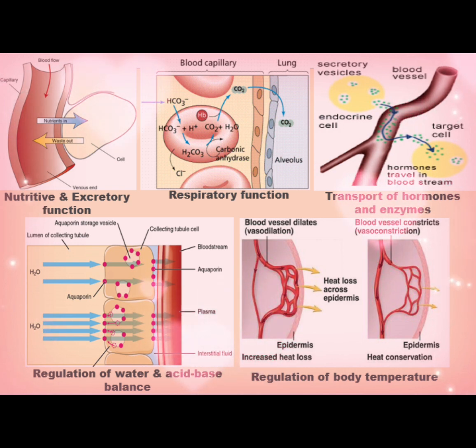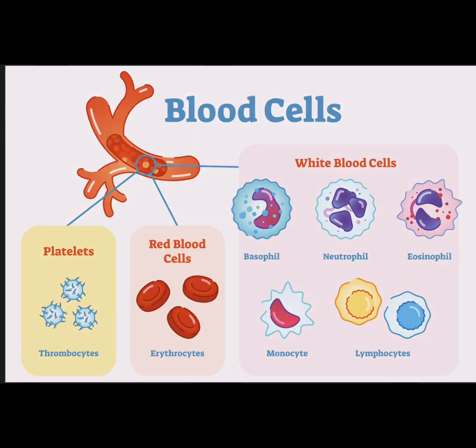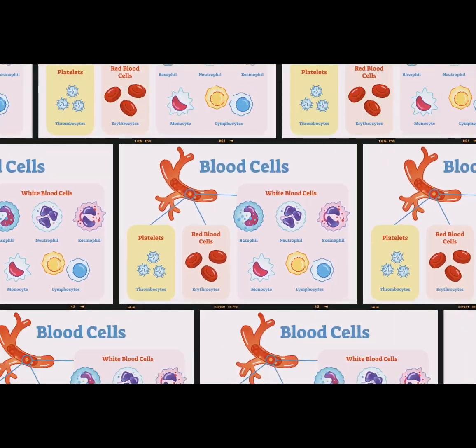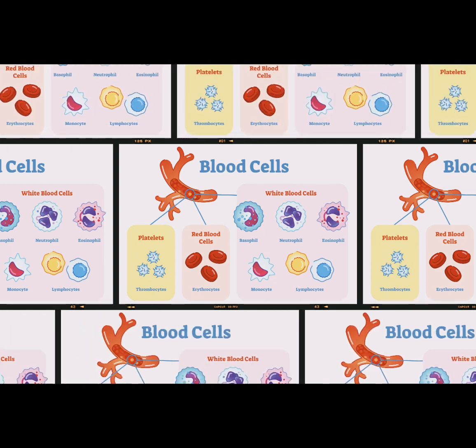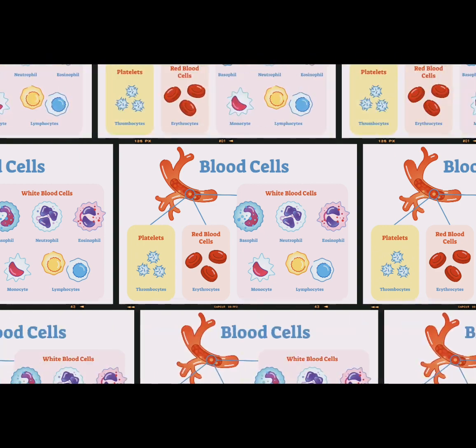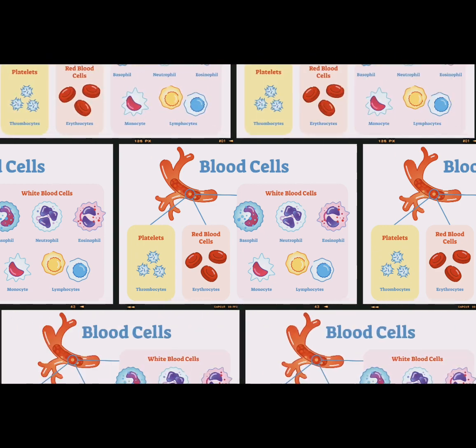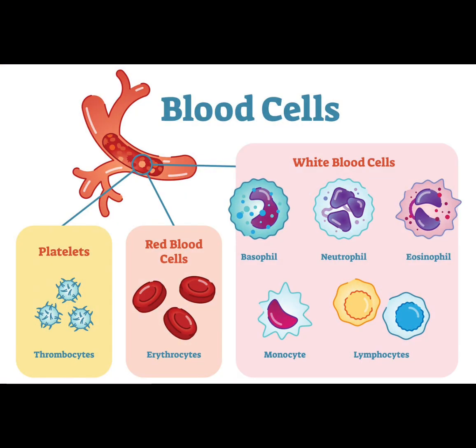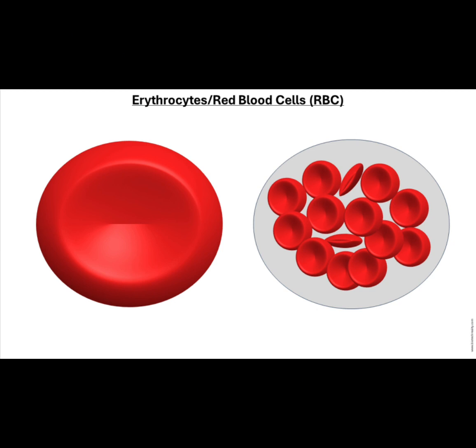As earlier described, blood is made up of three cells, which are the white blood cell, the red blood cell, and the platelet. And each of these cells has specified functions in the blood. So we are going to be starting with the red blood cell.